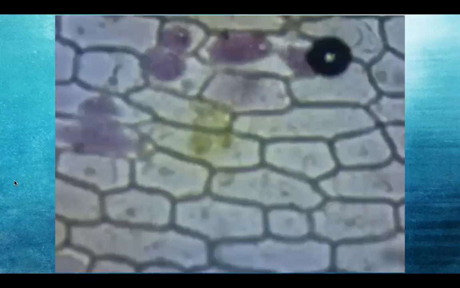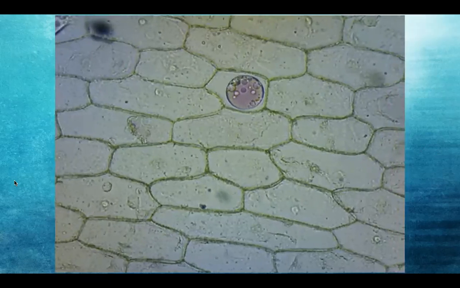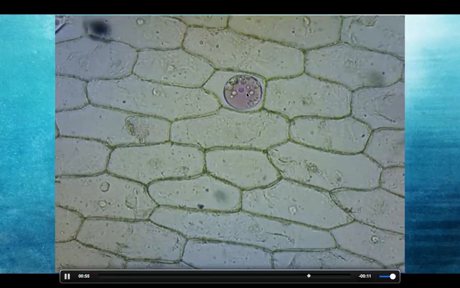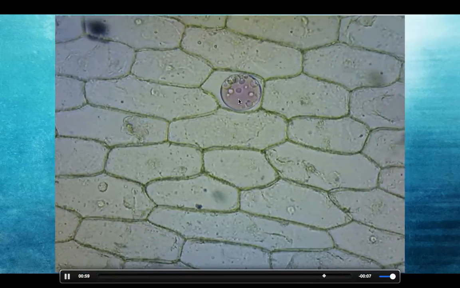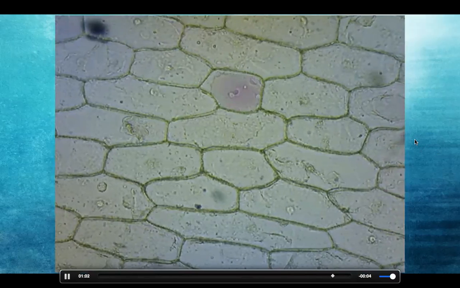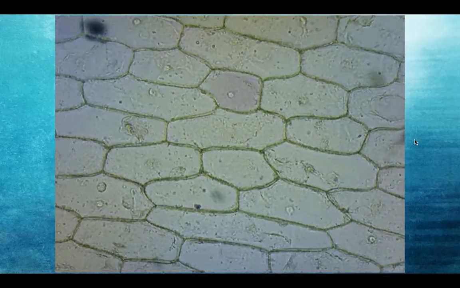Yeah, so that's the entire cell contents there, within the cell membrane. There you go. Spread out again, hypotonic.